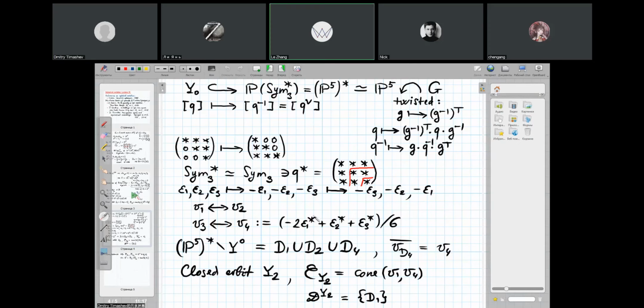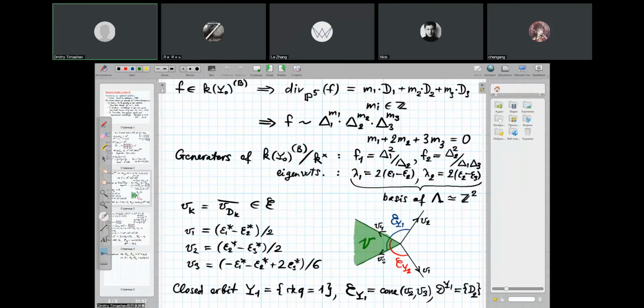Well, so D3 and D4 are G-invariant divisors. Right, so they belong to the valuation cone. I see. So let me repeat this idea. The point here is that we know two simple compactifications, the first one corresponding to this cone, and the second one corresponding to this cone.